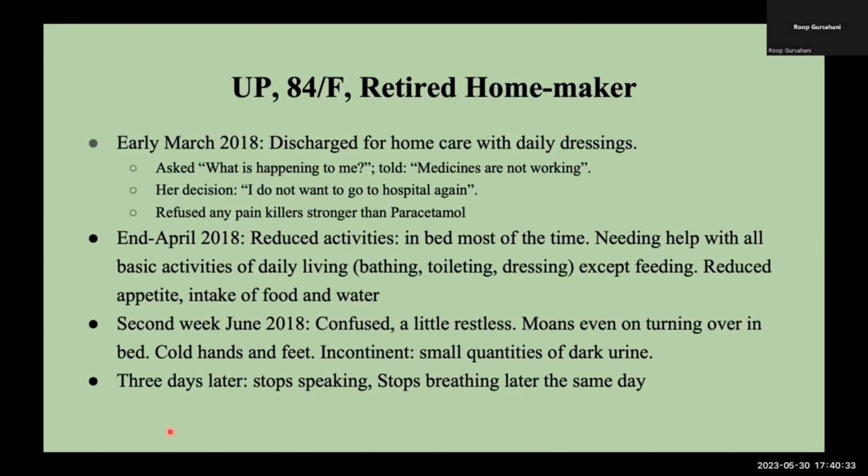And then you could see the decline beginning. By end April 2018, she was in bed most of the time, needing help with basic activities of daily living, except she could eat. Appetite started to decline. Second week of June, she became delirious, confused, a little restless, moaning on turning over, with cold hands and feet. Vital signs declining, she became incontinent, and 3 days later she stopped speaking. The day she stopped speaking, she stopped breathing the same day.